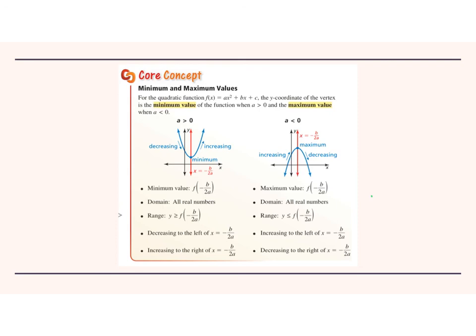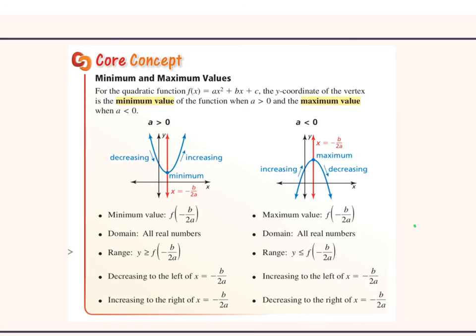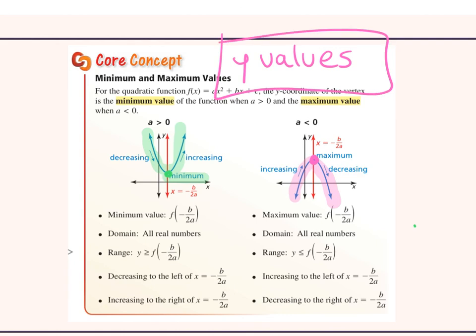Okay, so here we have maximum and minimum values. If our graph opens up, we have a minimum value, and our minimum is going to be at our vertex. If our graph opens down, we have a maximum value, and our maximum is at our vertex. The minimum and maximum values are always the y values of your vertex. So they are always, always, always y values of your vertex.